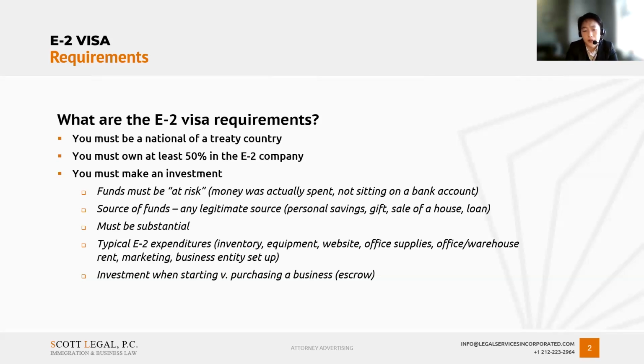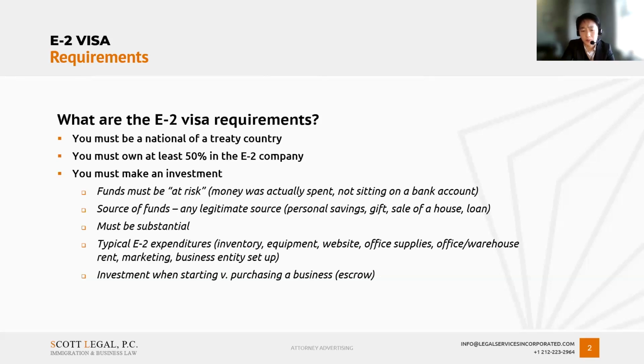Now, as I mentioned before, the amount of the investment must be substantial. So let's talk a little bit about some typical expenditures that can constitute an investment amount when you're setting up a startup. This can include things like inventory, equipment, the cost of setting up a website, and the cost of purchasing office supplies. If you rent an office space or warehouse space related to your business, all of these costs can go towards typical E-2 expenditures. If you have spent money to set up your business entity, those kinds of legal fees can also be added.